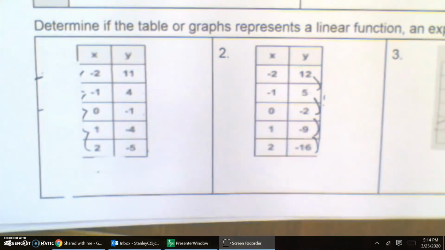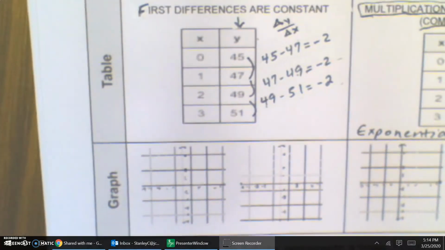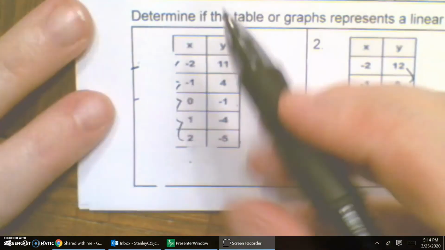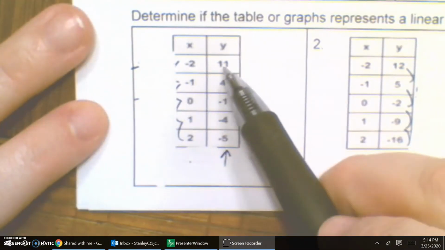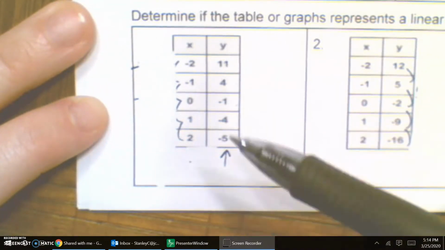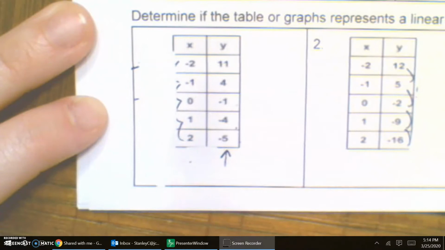So determine if the table or graph, we're just going to look at tables, represents a linear function, an exponential function, or a quadratic function. So linear, exponential, or quadratic. So to be linear, we want the first difference to be constant, the y column. So the y column, 11 minus 4 is 7. 4 minus negative 1 is 5. Negative 1 minus negative 4 is 3. So we don't have a constant.